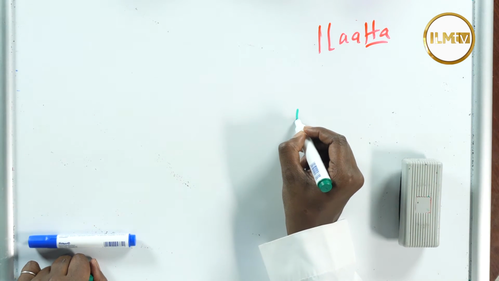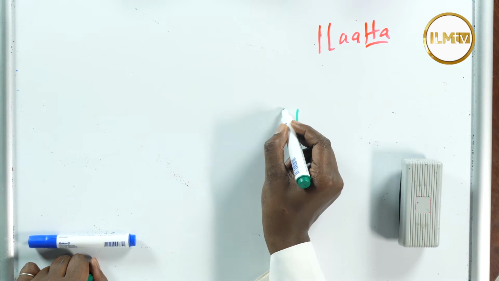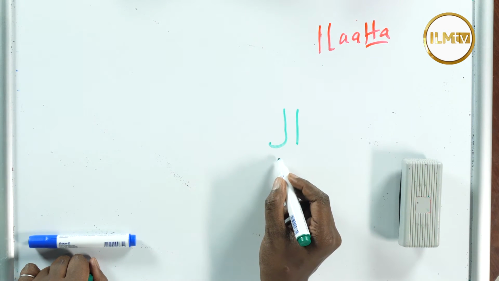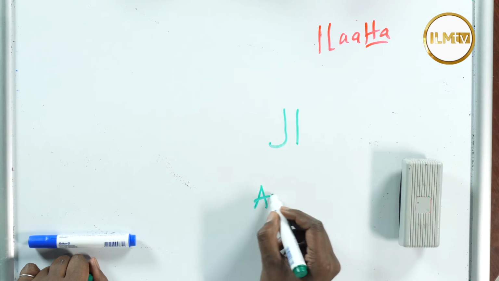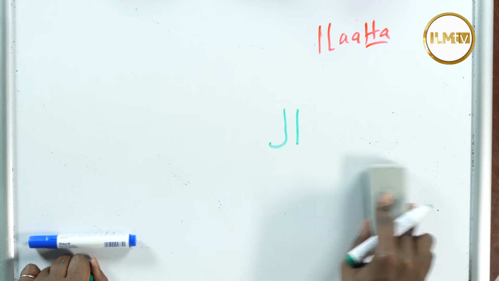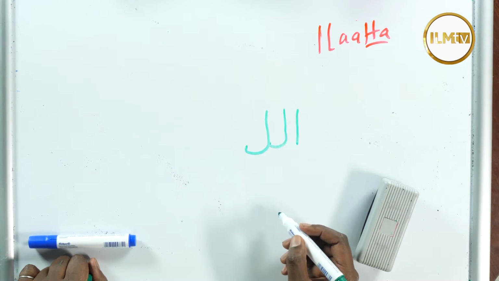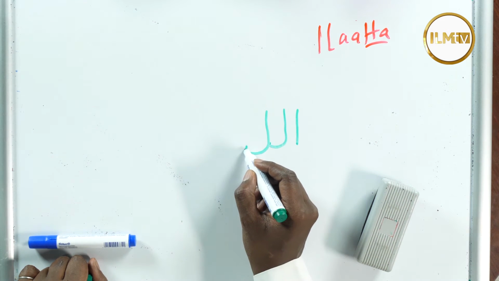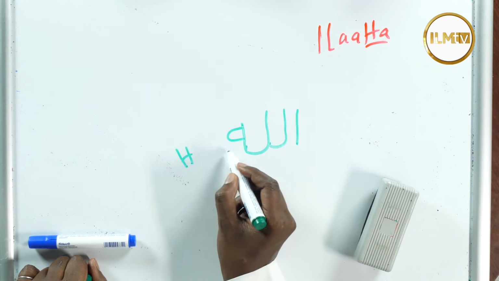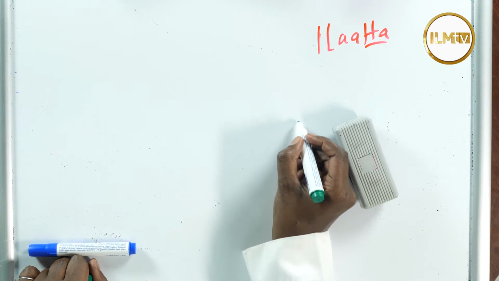Now let's do the last one. That's an A sound. That's an L. Lam. So that we want to write this. Allah and an H at the end. So another L sound. Finally, an H. There, right there. That's an H. So, let's do it again.